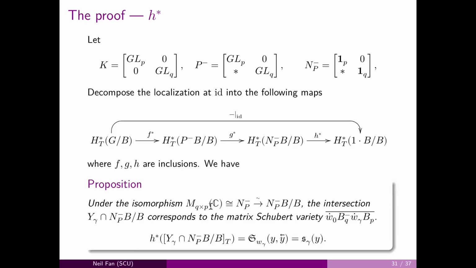Finally, for h*, N_{P⁻} is isomorphic to the set of q×p matrices, and we show that the intersection of Y_γ with N_{P⁻}B/B corresponds to a matrix variety. So the polynomial representative of this orbit is a double Schubert polynomial. So after localization, we obtain our Klyachko polynomial. This is the sketch.